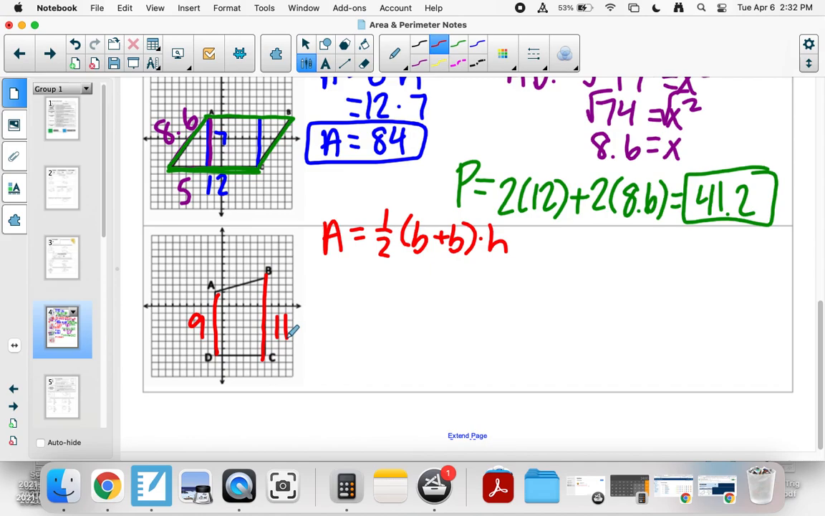My height. Can I count my height? No. You can make a line. Remember, your height has to make a right angle with your bases. You'll notice this guy right here makes a right angle with both my bases. And that's how big? I had 7. Yeah, it's 7. So again, area, easy peasy, we're just plugging in. 9 plus 11 times 7.